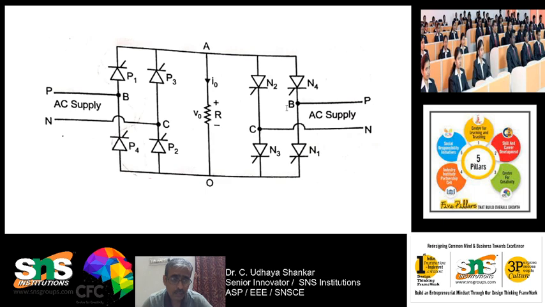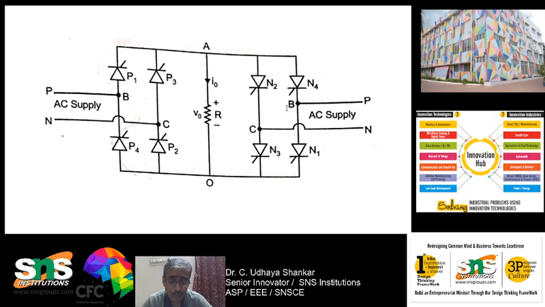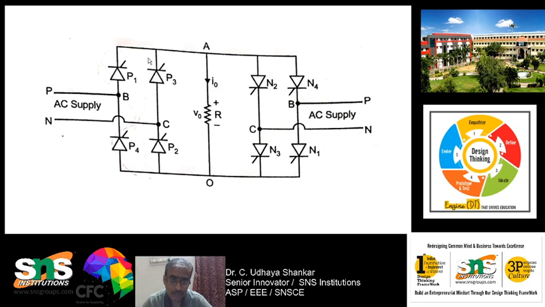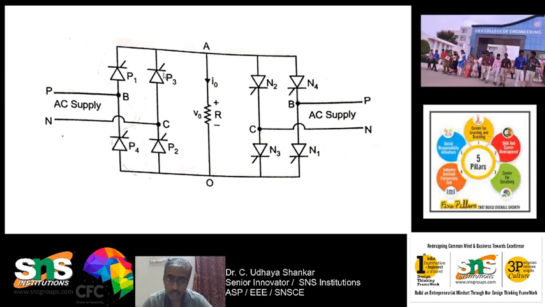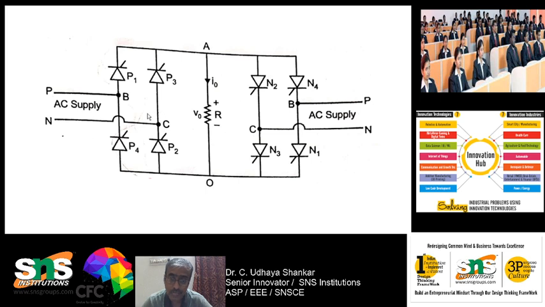One very important thing you want to maintain is that two bridges should not conduct together at the same time. For example, if P1, P2, P3, P4 switches are on, then N1, N2, N3, N4 should be off. And if N1, N2, N3, N4 are on, then P1, P2, P3 and P4 should be 100% off. If you mistakenly trigger both the bridges instantly, it will result in a short circuit.